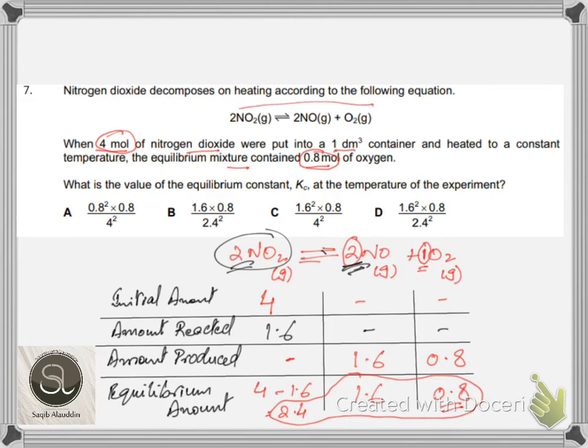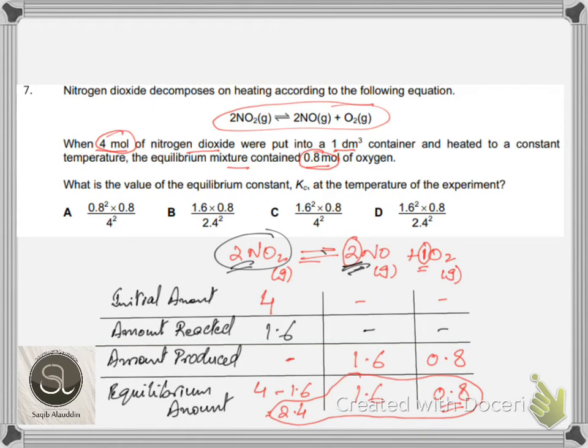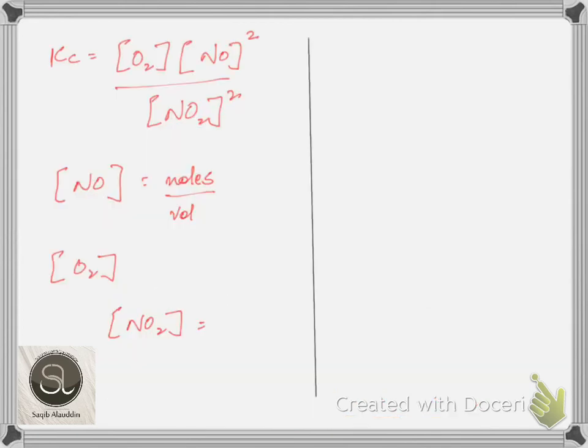Okay, now the expression for Kc. Kc is concentration of products upon concentration of reactants raised to the power of the coefficients. So concentration of O2 into concentration of NO raised to power 2, upon concentration of NO2 to the power 2. Remember, concentration of the products upon the concentration of the reactants raised to the power of the coefficients in the balanced equation. Now remember, they say that the total volume is 1 dm cube. Okay, let's determine the concentration of NO.